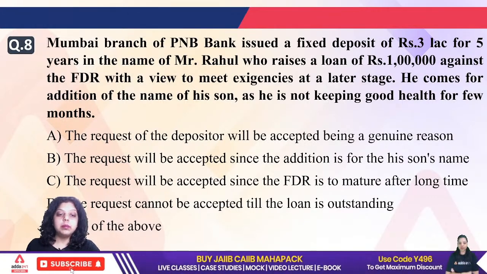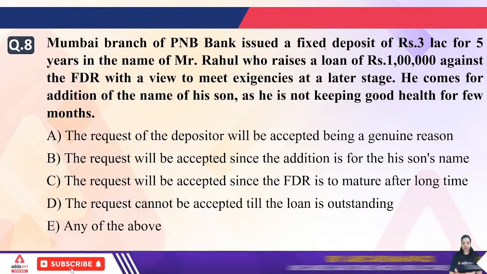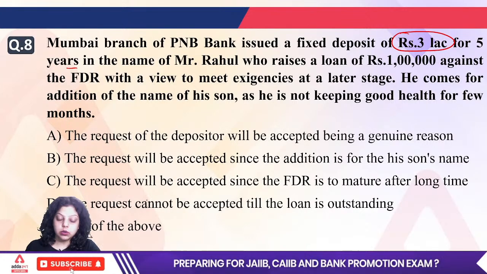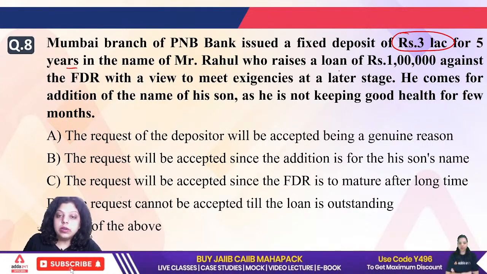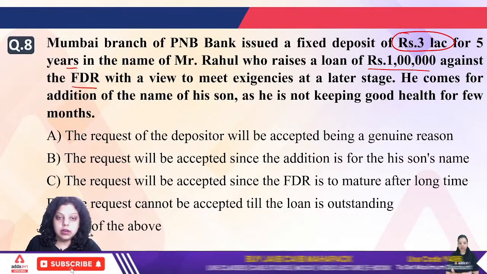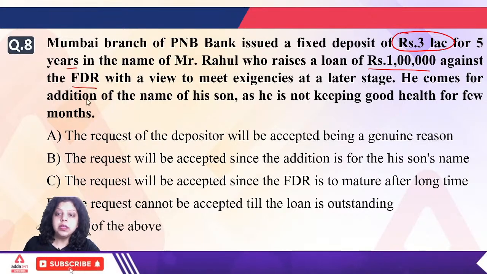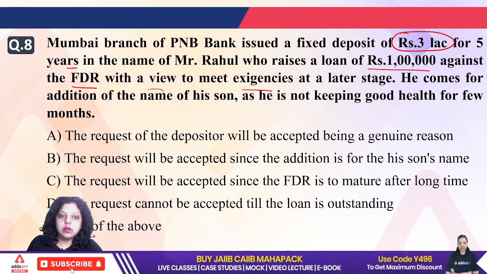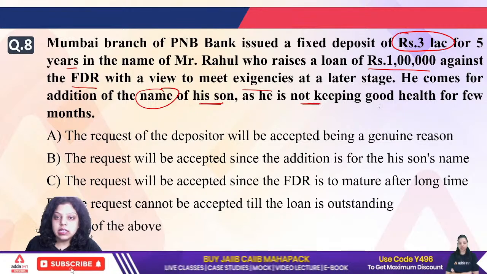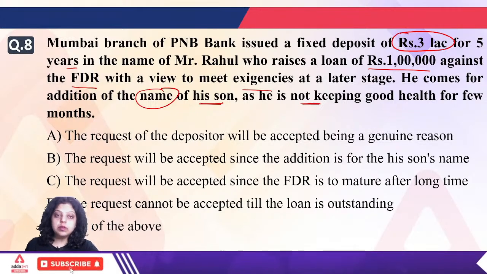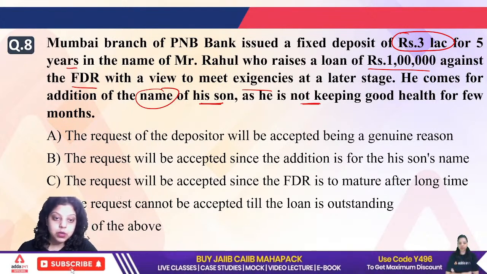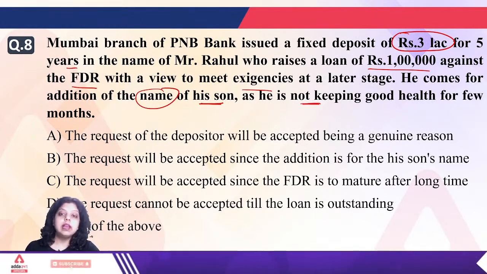Now next, the Mumbai branch of Punjab National Bank issued a fixed deposit of ₹3 lakh for 5 years in the name of Mr. Rahul, who raises a loan of 1 lakh against the FDR, because we know we can take a loan on the FD to meet exigencies at a later stage. He comes for the addition of the name of his son, as he is not keeping good health for a few months. Mr. Rahul wants to transfer his FD to his son's name. So what will happen in that condition?